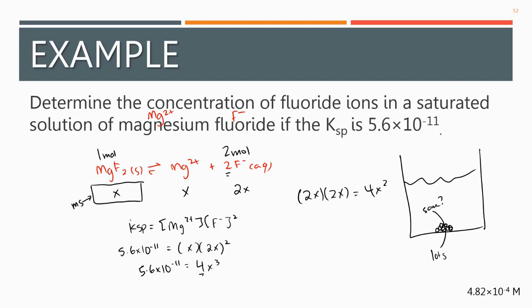We want to get rid of this 4 first. So what are we going to do? Divide by 4. So be careful with that. Don't be lazy. Really pay attention to what you're doing. So we're going to divide by 4.